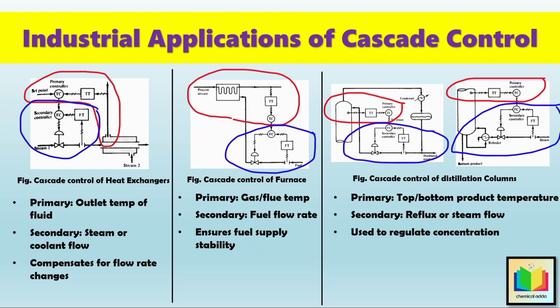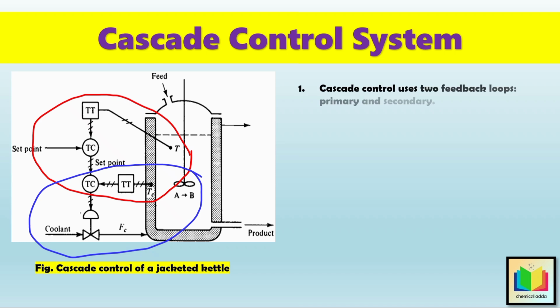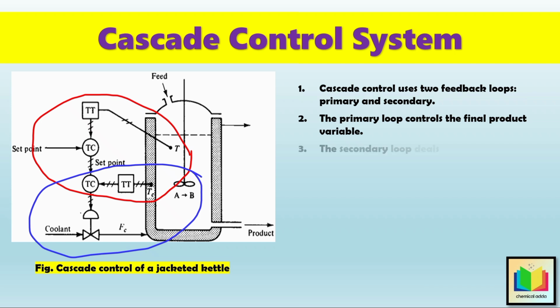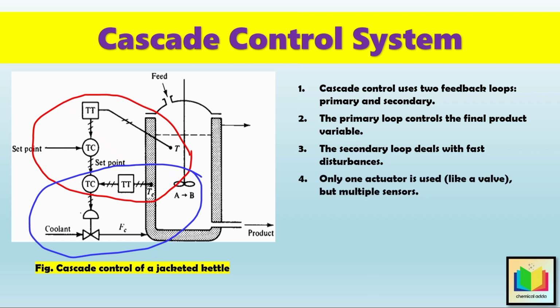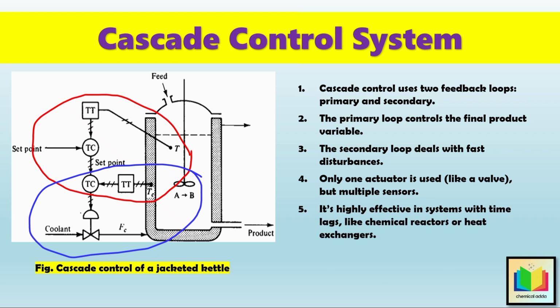Alright, that's all about cascade control system for today. But before we go, let's quickly revise the key points of today's topic. Cascade control uses two feedback loops, primary and secondary. The primary loop controls the final product variable. The secondary loop deals with fast disturbances. Only one actuator is used, like a valve, with multiple sensors. It's highly effective in systems with time lags, like chemical reactors or heat exchangers. So remember, if your system has delays or is affected by multiple disturbances, cascade control might be the best option.